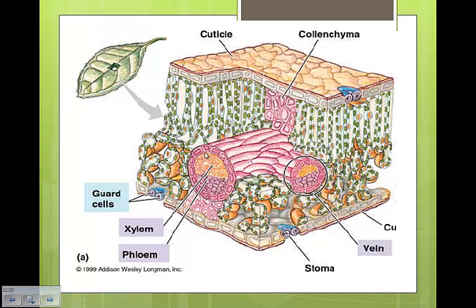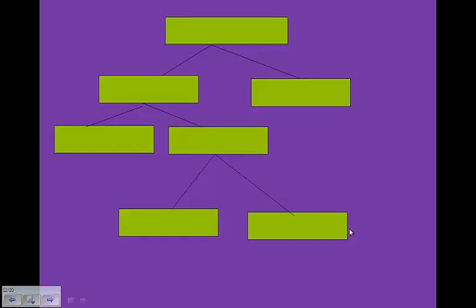Here's our xylem and phloem, this vascular tissue. It looks like veins. Just like our veins transport blood throughout our body, the xylem and phloem transport sugar and water. So here are the xylem cells, and here's the phloem transporting throughout, and then here's your stoma on the underside of the leaves.